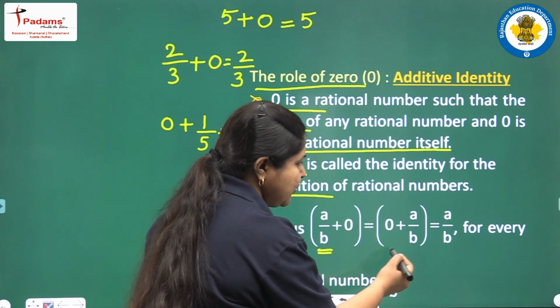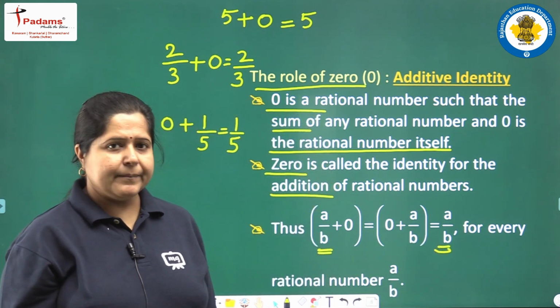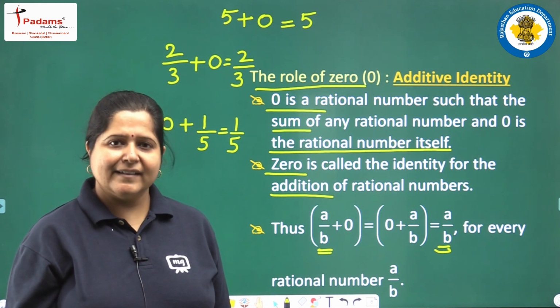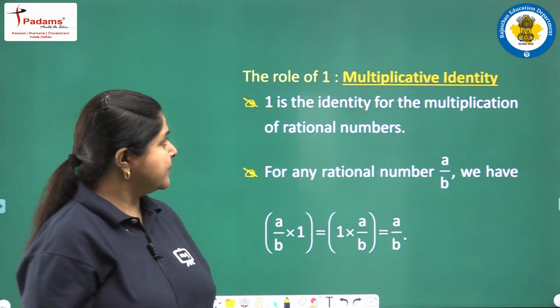To generalize, for any rational number a upon b, if I add 0 to it or if we add it to 0, in both cases we are getting back a upon b. Therefore 0 is called the additive identity. Clear? Next we move on to the role of 1.